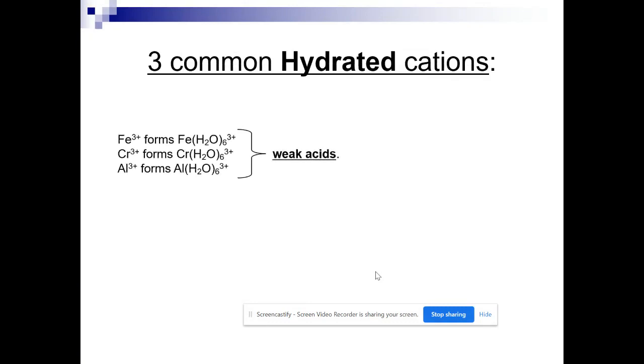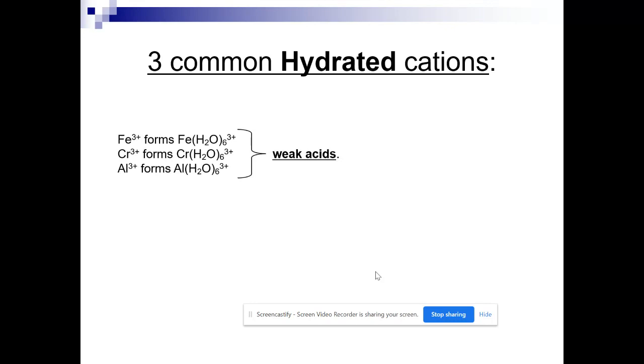Three common hydrated cations: we have Fe3+, Cr3+, and Al3+. Find them all on your table. Star them. Fe3+ has a Ka of 6.0 times 10 to the negative 3, Cr3+ is 1.5 times 10 to the negative 4, and Al3+ is 1.4 times 10 to the negative 5.